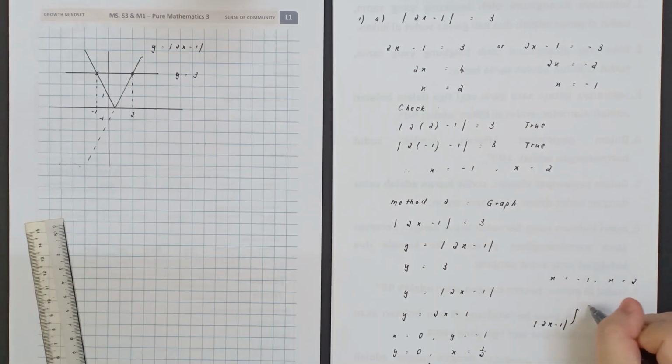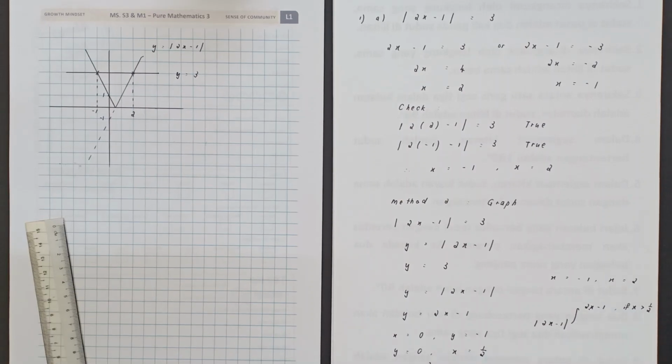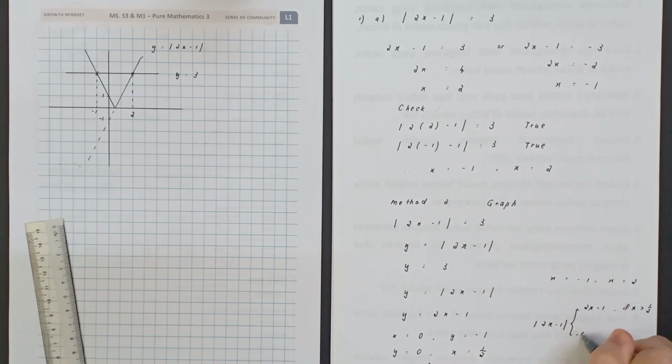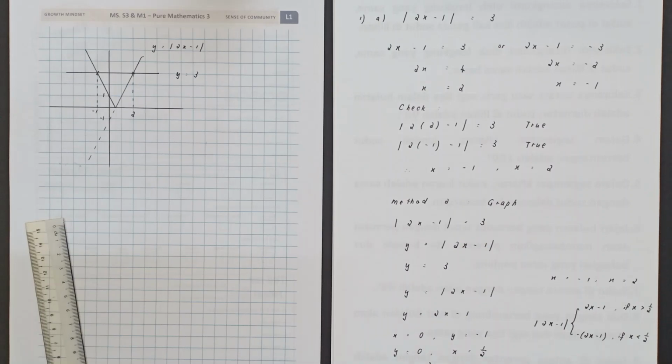The first one is exactly positive, meaning the original number, if your x is greater than 1 over 2. When you put 1 over 2 here, you get 0, so anything greater than 1 over 2 will give you a positive answer. The other one is you will get a negative if your x is lesser than 1 over 2. If you plug in anything lesser than 1 over 2 here, you will need to do a negative for the modulus part.